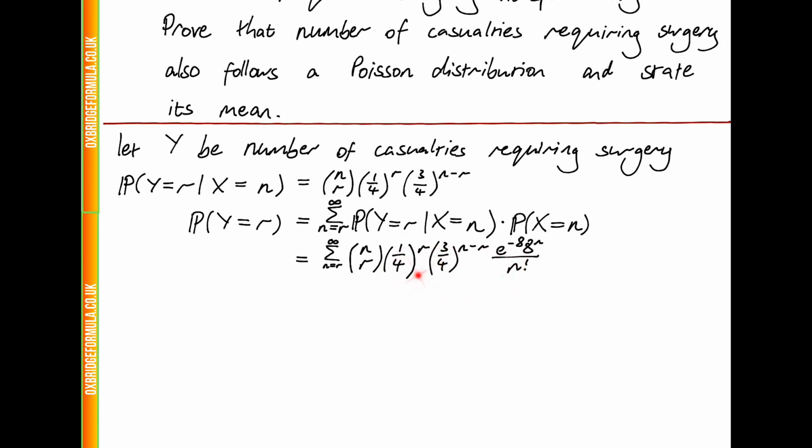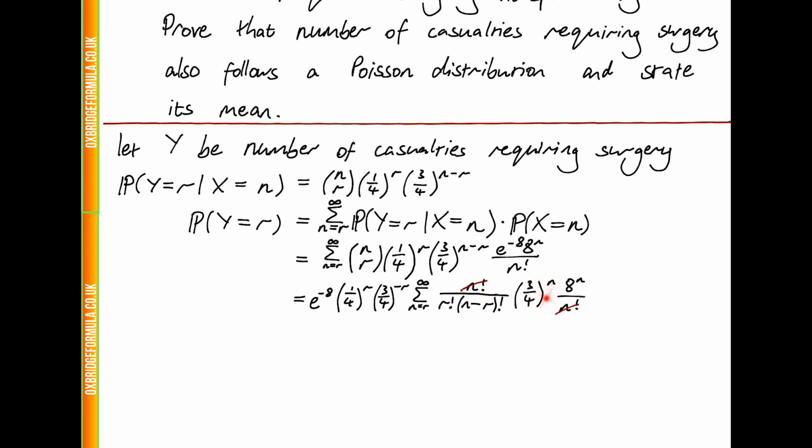Well, we can bring out the terms which are in terms of r, as this is just a sum in terms of n, and we can also rewrite this n choose r as n factorial over r factorial times n minus r factorial, and that would be a good idea as we have an n factorial in the denominator over here. So let's do that. Bringing out our e to the minus 8, clearly that doesn't rely on n, 1/4 to the r and 3/4 to the minus r. And as I said, rewriting that n choose r.